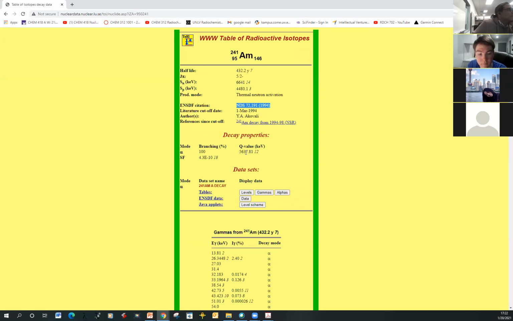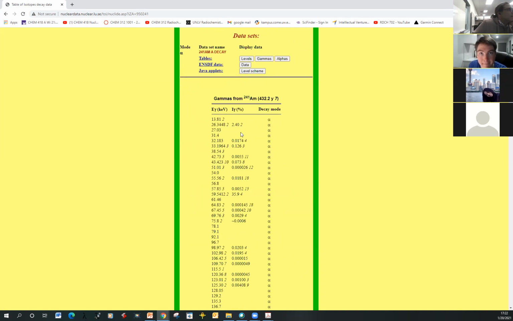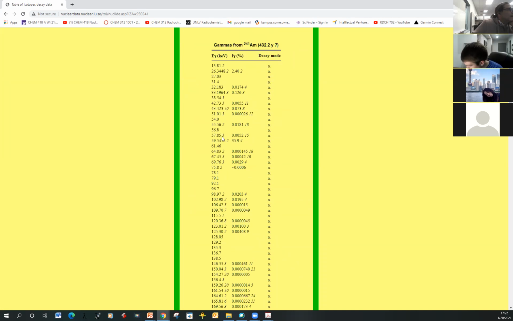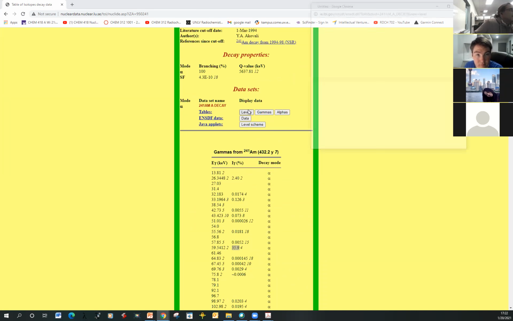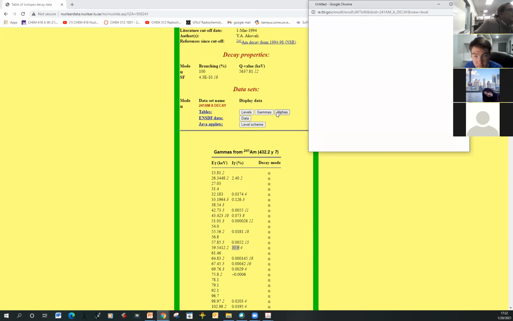This is the reference. And then I can go and look at here and say it's 59 keV, and it's 35.9%. Here's the percent. And then I can get things like the gamma levels. Actually, let me go to the gamma levels. It'll do this. There's lots of extra data that you can pull out.